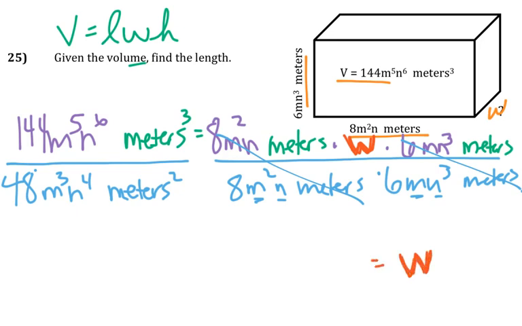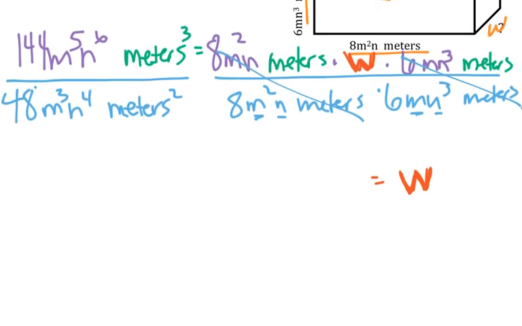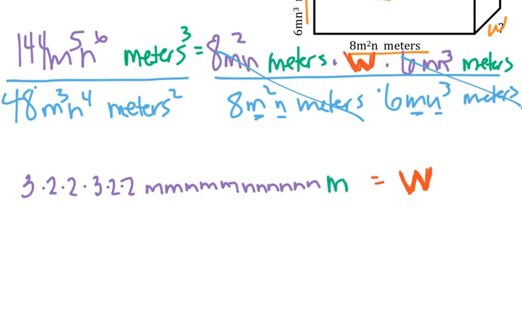So on the left-hand side, this is where it's a little bit messy because you've got a lot of things going on. So the 144, I'm going to break that down, and that's 12 times 12. And I know what the factors are, so I'm going to go ahead and break that down even more. So 12 times 12 is 3 times 4, that's 12, and then times another 12. And then I've got m to the fifth, and then I've got n to the sixth, and then I've got meters to the third power. Since I'm running out of room, I'm just going to write that in green. And so that green M is different than the purple M.